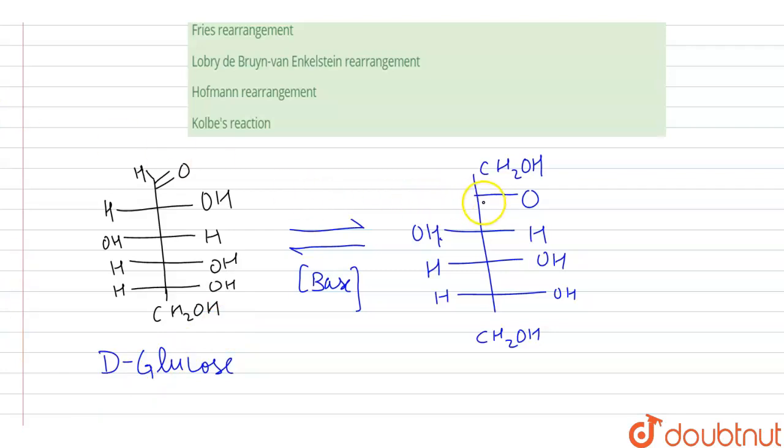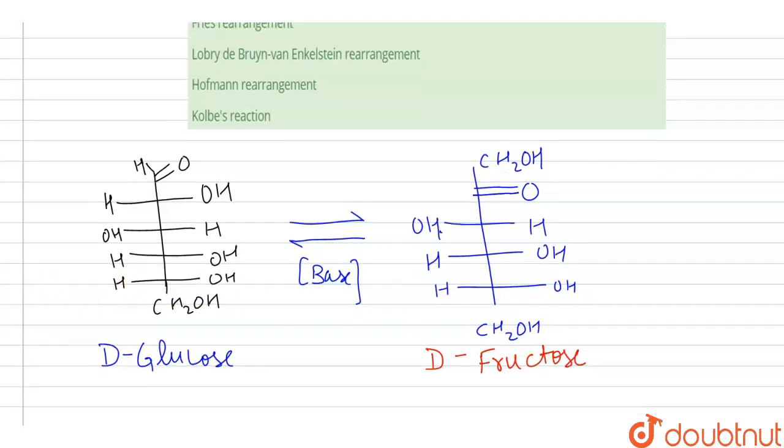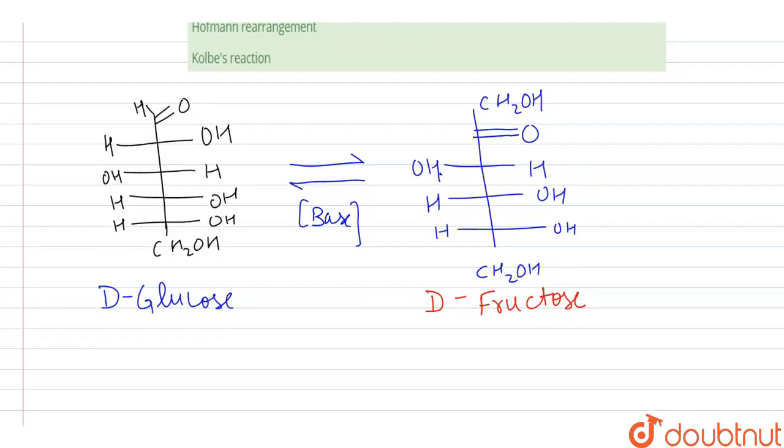So this is our D-fructose. See, it converts itself into this form. This is the same structure. You can say this is the isomer of this. See, it has converted itself into this form. Okay, now if we see this further, it can convert itself into D-mannose also.